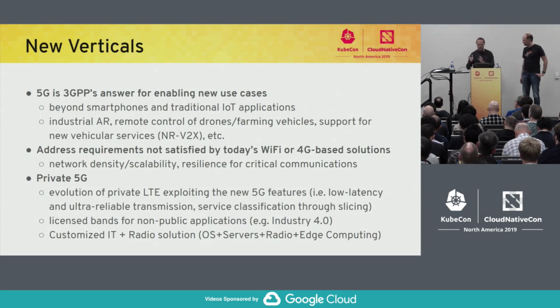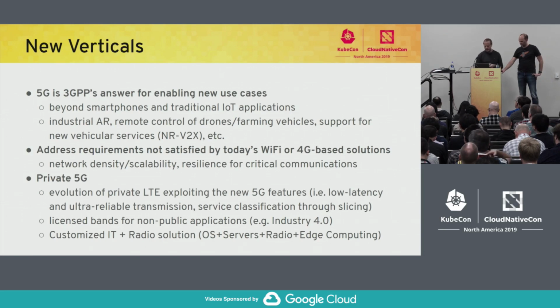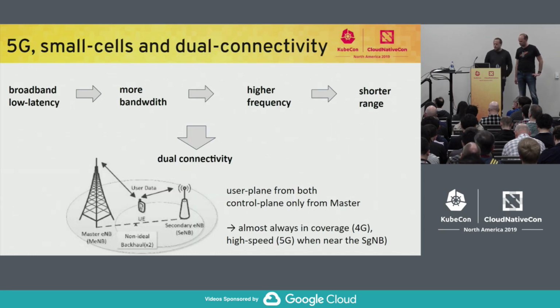I can say that because today we're working very closely with one of our members, Fujitsu, who is a big company both in servers and in radio. They're working with our software for targeting this kind of thing, still for 4G, but it naturally will extend later to 5G. So this is actually an industrial use case of what we're going to talk about today. Basically, you'll have the evolution of private LTE exploiting some of these new features for these verticals. Ultimately, what you want is a customized IT and radio solution: the judicious combination of the operating system, the servers, the radio, and the edge computing too, actually, for these types of applications.